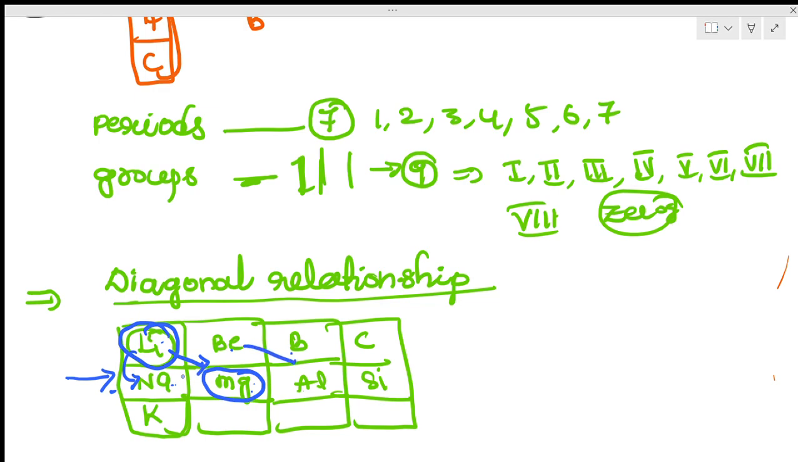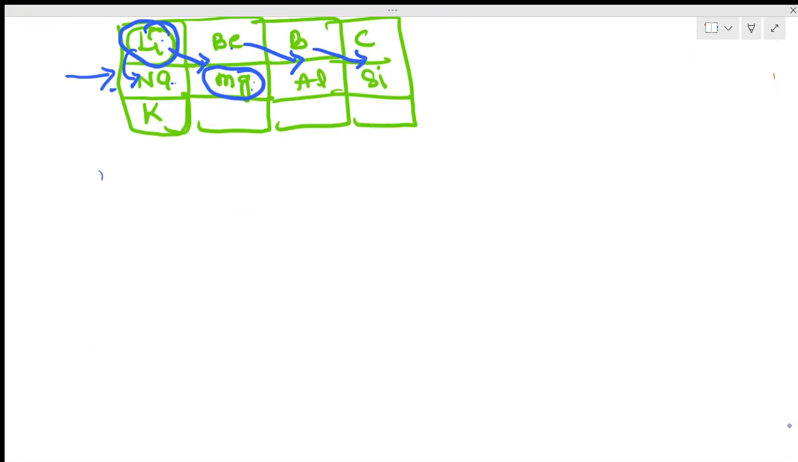In the same way, beryllium and aluminum properties also match, and boron and silicon properties also match, some relationship is there. That relationship is a diagonal relationship. That's why we call it a diagonal relationship. Next, another word we have to learn here is called a bridge element. Generally, third period elements we call bridge elements.